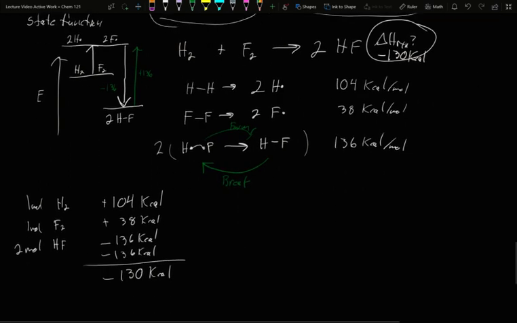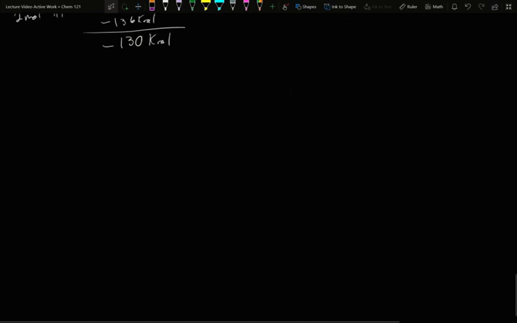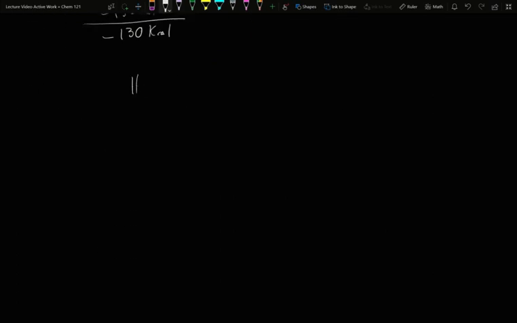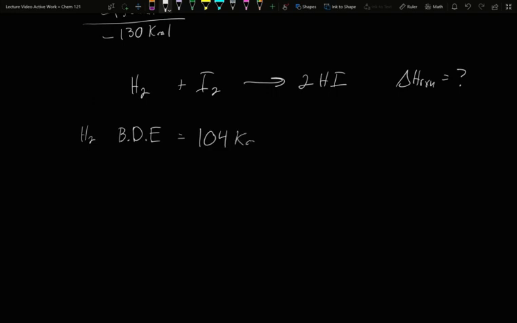Let's test this again. Let's look at a slightly different set of reactions. This time let's do H2 plus I2 going to 2HI. We can determine the delta H of this reaction. What I need to know is that H2 has a bond dissociation energy, that's the energy to break it apart, of, as we saw before, 104 kcal per mole. So bond dissociation, the energy to dissociate the bond, to break them, pull them apart.